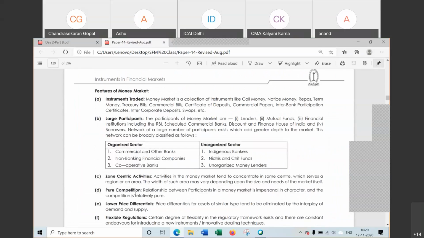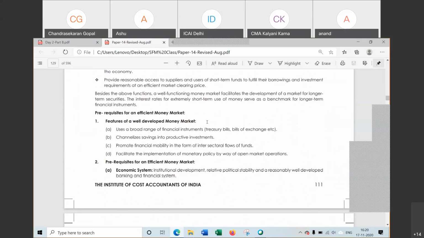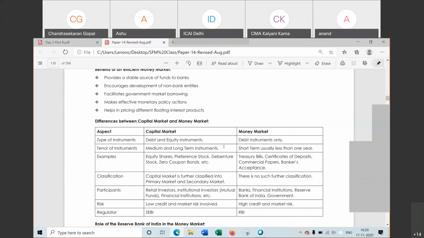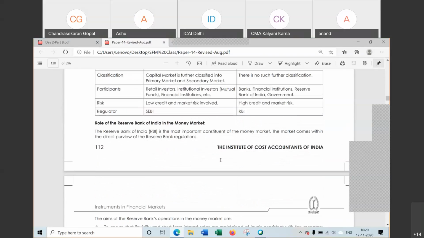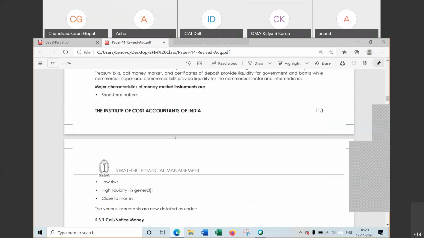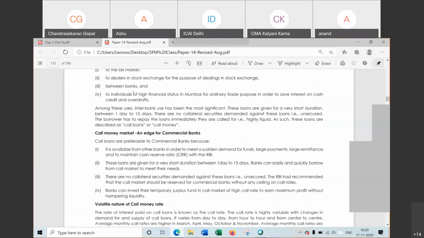Features of money market, functions of money market, prerequisites. These are the easy points. This one we will discuss in the last. What is the difference between capital and money market? So these we are doing in detail. Call money, notice money, and I have just summarized this chapter in this PPT.